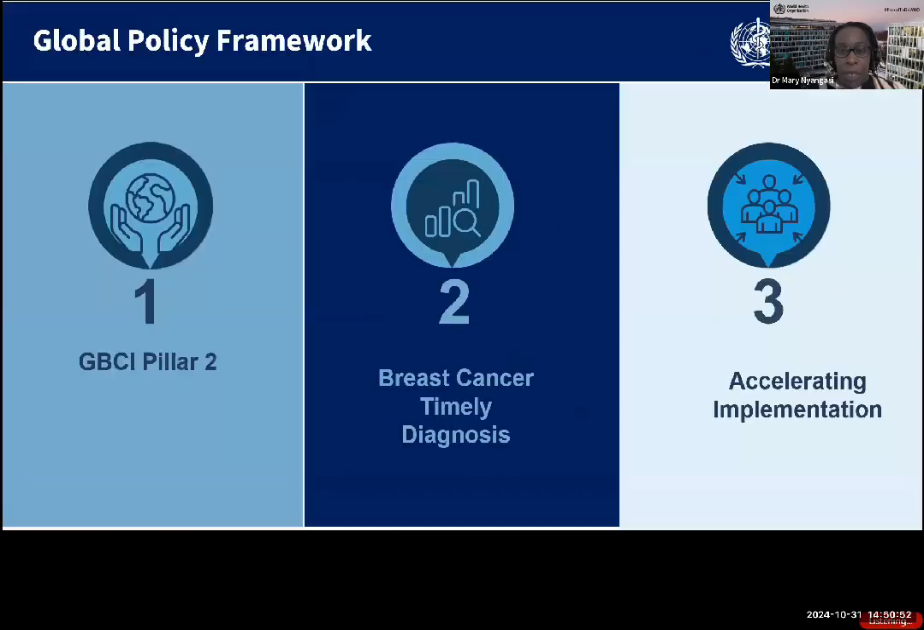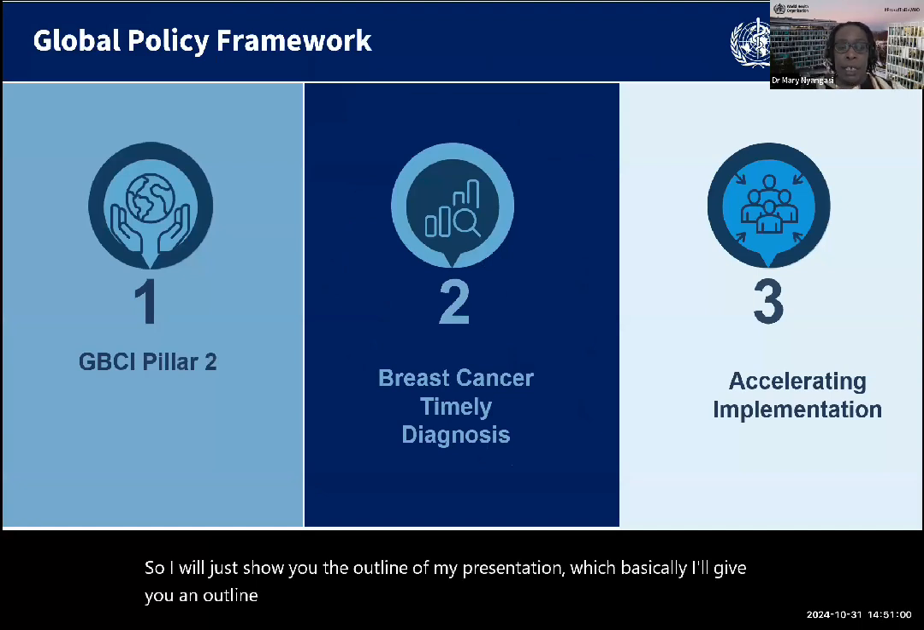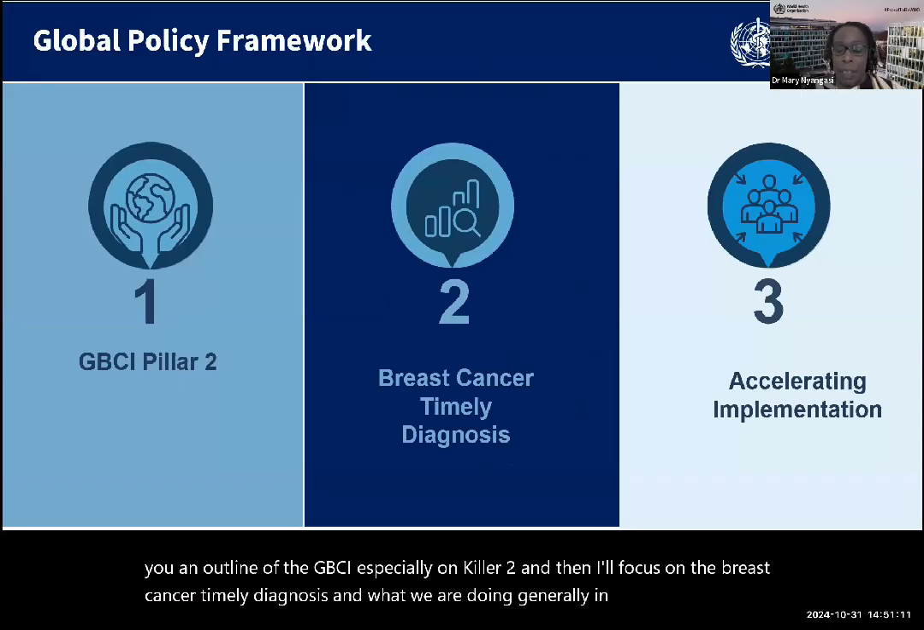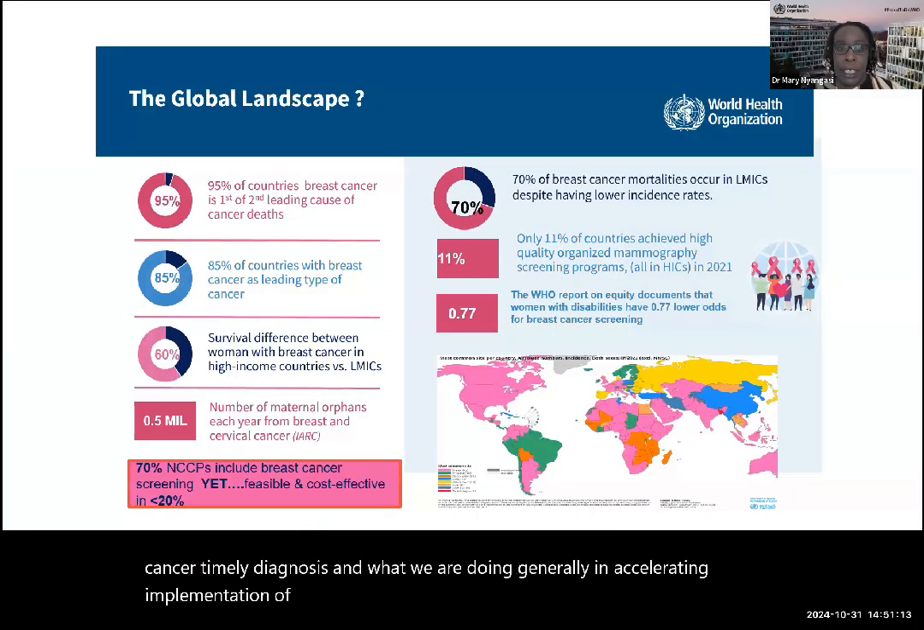So I will just show you the outline of my presentation, which basically gives an outline of the GBCI, especially on Pillar 2. And then I'll focus on breast cancer timely diagnosis and what we are doing generally in accelerating implementation of the GBCI in this regard.